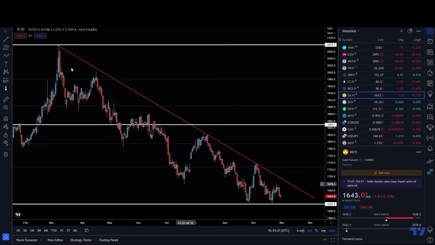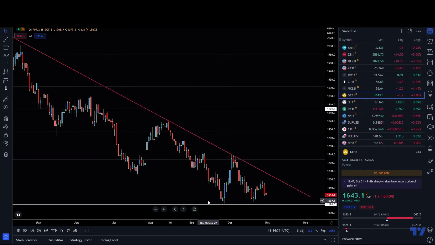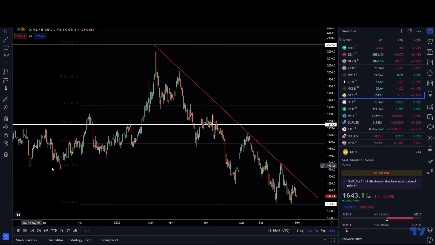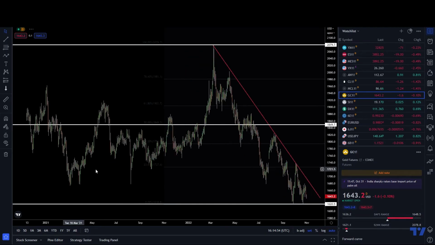So here is a Fibonacci level. This one is the 50% level, then 61, 78, 38. Here's one also, right? 23%.